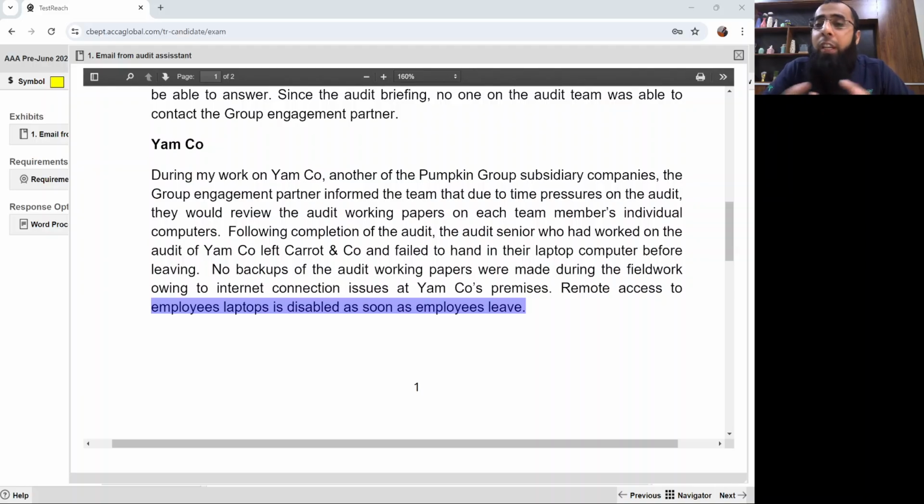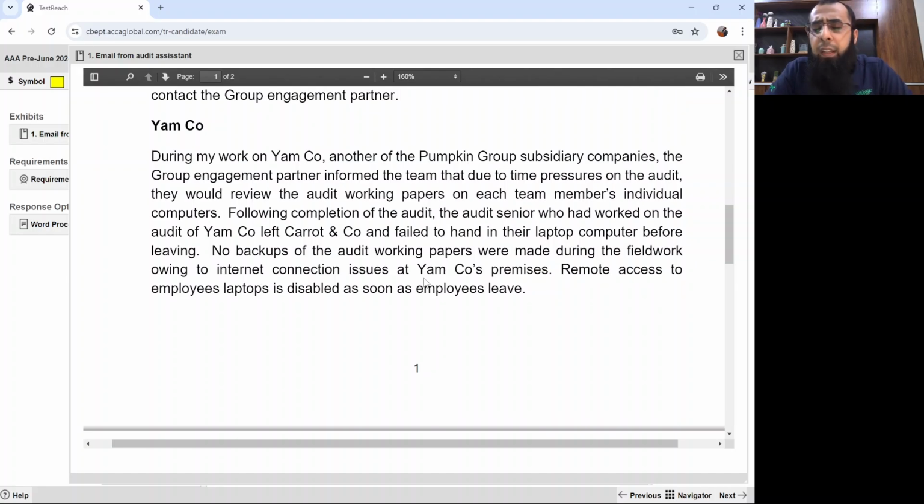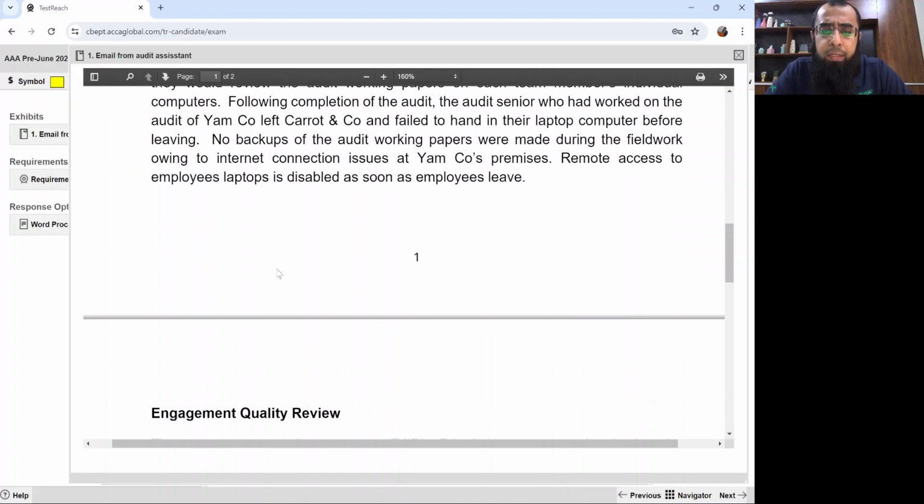There is no quality management in the firm. The data is being stored in personal devices of the employees. They take their devices with them, failed to hand in their laptop computer before leaving. How is it possible? There were no backups. So, obviously, there are multiple quality issues which exist.